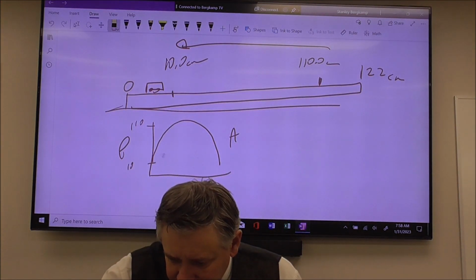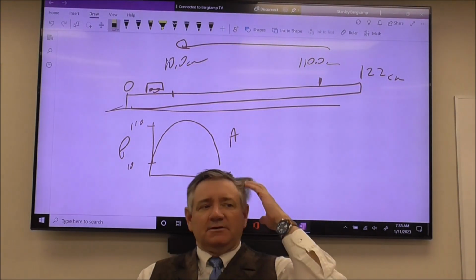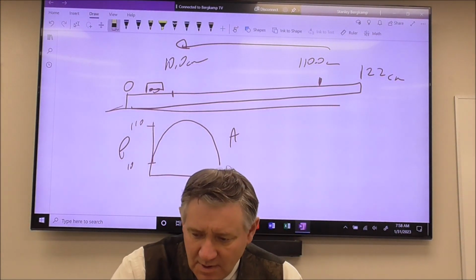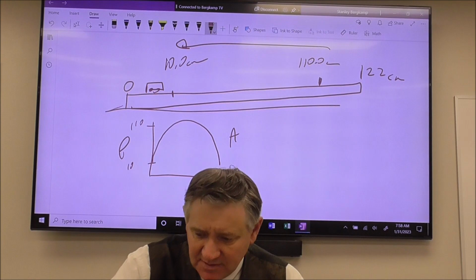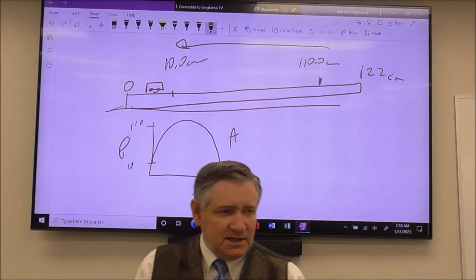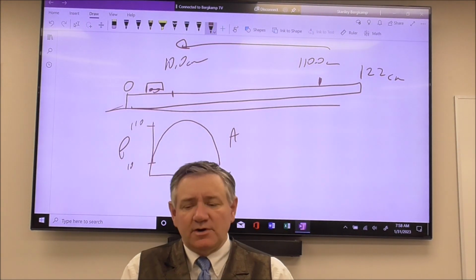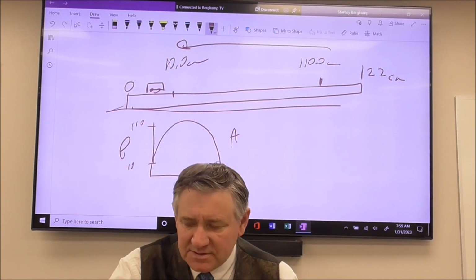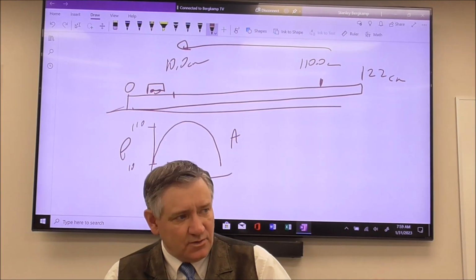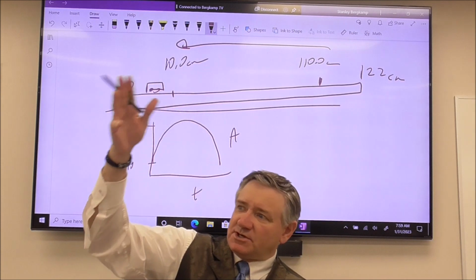curve A. Now, here's the deal. When you draw your graph, you're just going to kind of have to draw a general idea of what it's going to be, okay? You're not going to know the exact positions of this thing throughout the entire trip, but you're going to know the general shape of it.